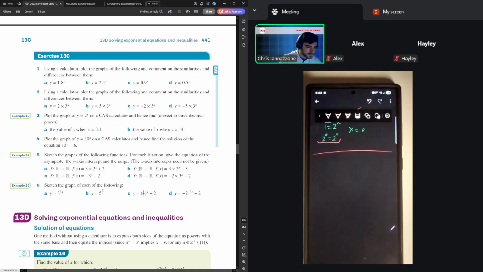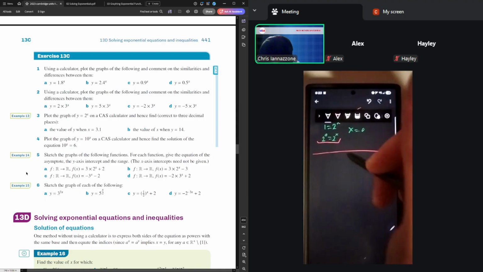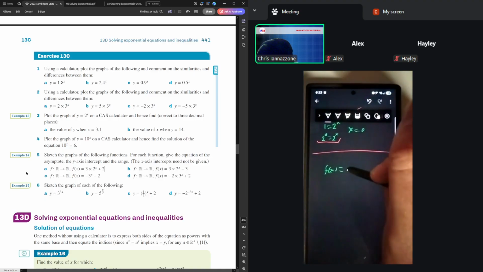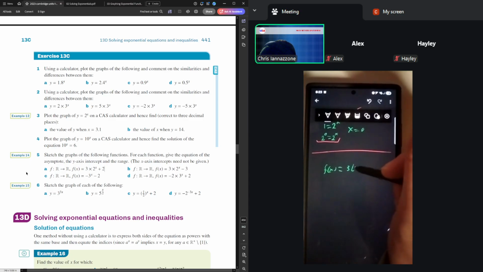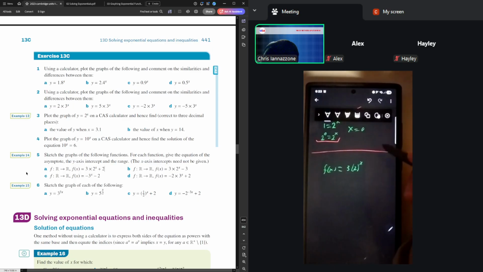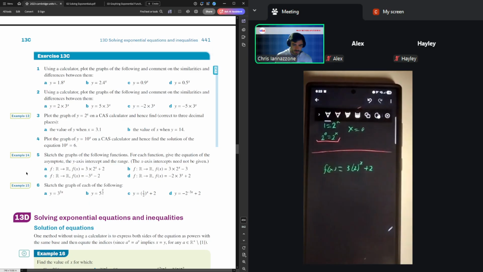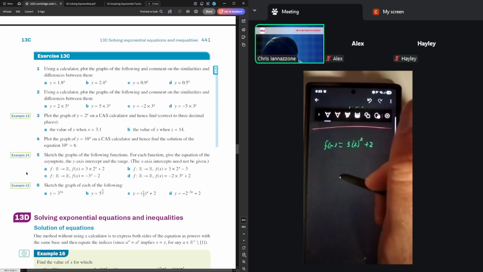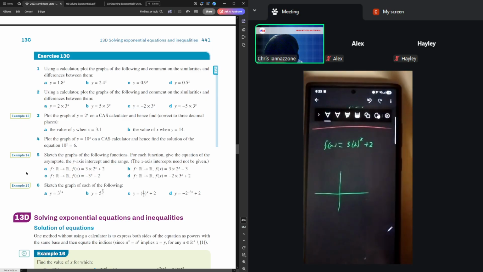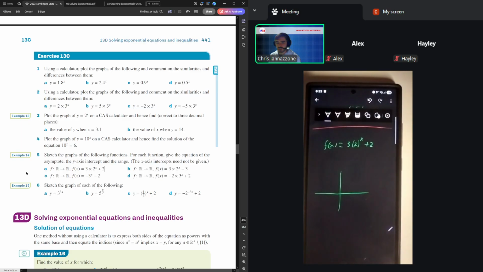What's a decent one? Let's just try A. 5A. f of x is equal to 3 times 2 to the power of x plus 2. Alright, we got a few things we need. We need our intercepts, we need our asymptote, and ideally also the overall shape will help us figure out whether we need to solve for certain intercepts or not. Where are we going to start? What are we going to do?